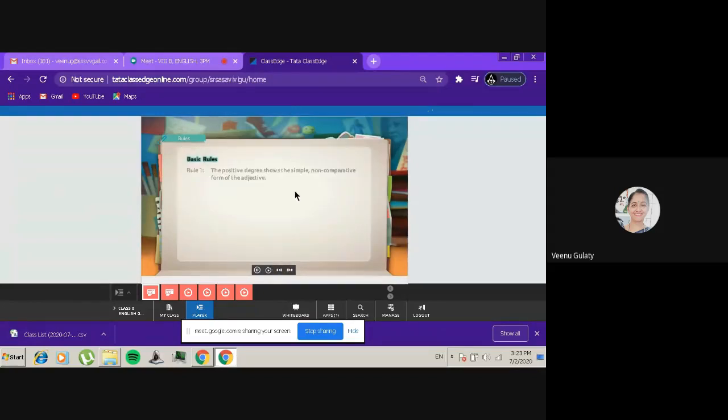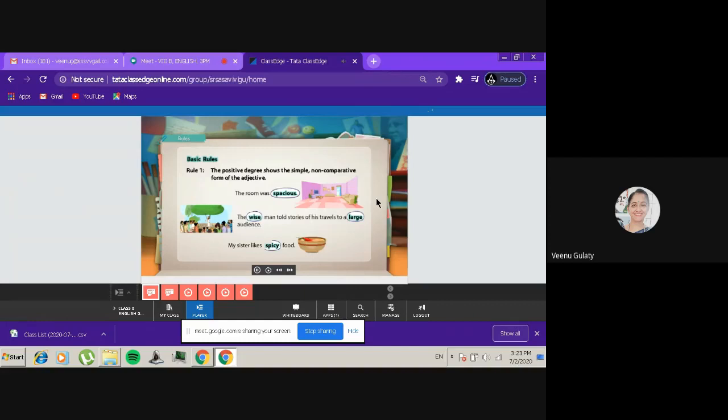The positive degree shows the simple, non-comparative form of the adjective. Look at each example and observe how the positive degree of the adjective has been used. The room was spacious. The wise man told stories of his travels to a large audience. My sister likes spicy food. These are the positive adjectives over here.